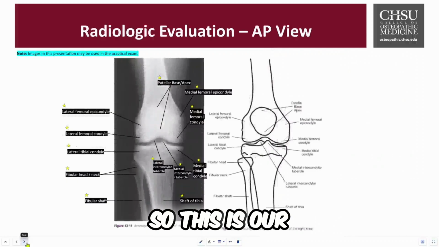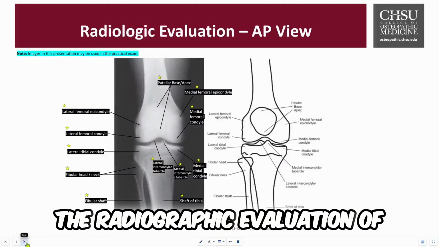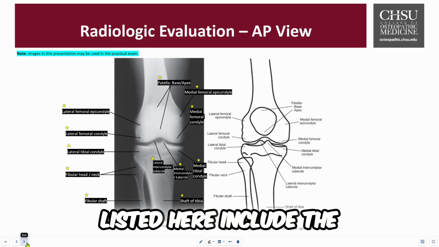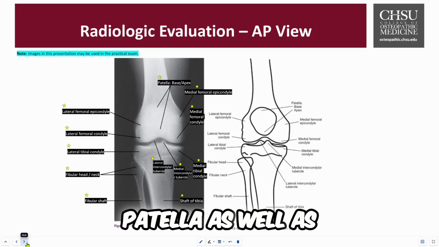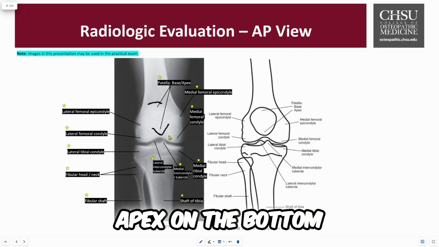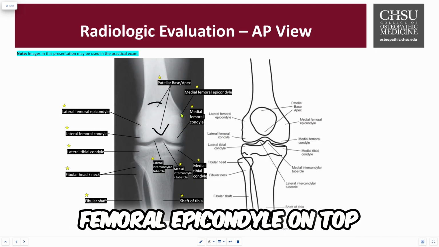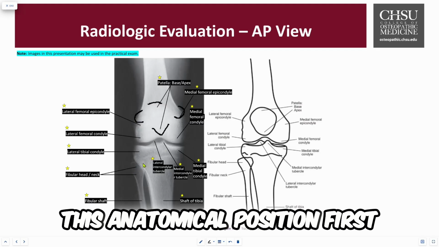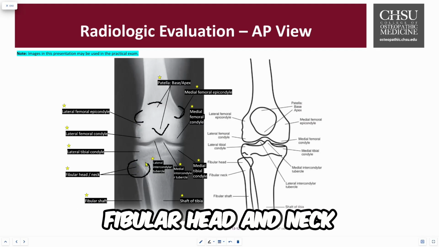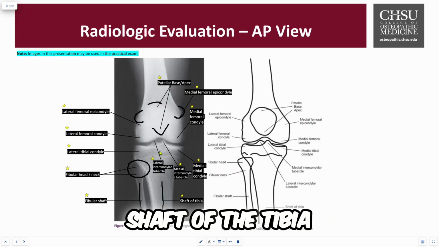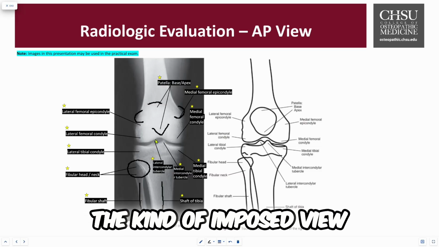So this is our first key checklist of the radiographic evaluation of the AP view. Key structures listed here include the patella, as well as parts of the base on top and the apex on the bottom. We have the medial femoral epicondyle on top, and the lateral femoral epicondyle. Make sure you know this anatomical position first. Fibular head and neck, the shaft of the fibula, the shaft of the tibia.